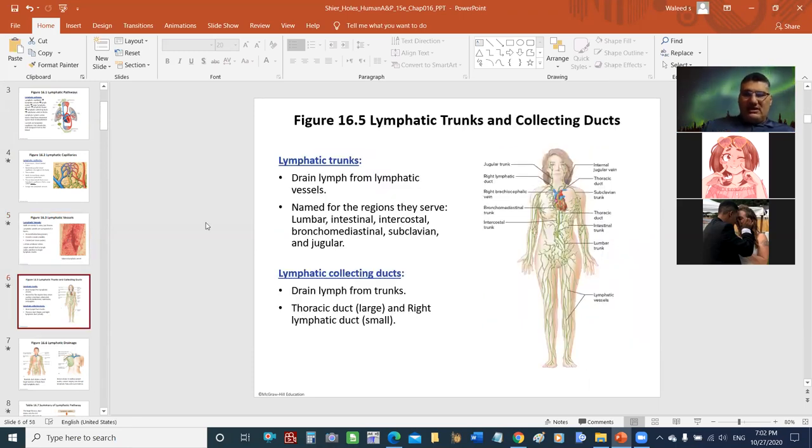So what after the capillaries? It will go to the larger lymphatic vessels and then go to the lymphatic trunks. From the lymphatic trunks, it will go to the collecting ducts. I don't want you to know all these details. What I want you to know is lymphatic capillaries and how they are different from systemic capillaries, followed by lymphatic vessels, no details, lymphatic trunks, no details, collecting ducts, details. You have two of those: the thoracic duct and the right lymphatic duct. This is the only one that I want you to know the details.